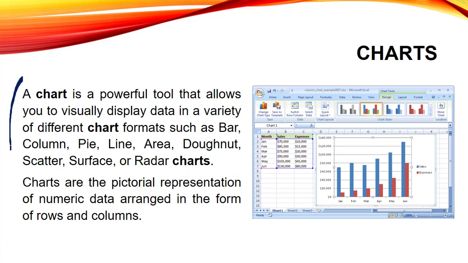As I've told you earlier, a chart is a powerful tool that allows you to visually display data in a variety of different charts. Some of the most commonly used chart types are bar, column, pie, line, area, donut, scatter, surface, or radar chart. Charts are the pictorial representation of numeric data arranged in the form of rows and columns. Generally a chart looks something like this, as you can see over here. This type of chart can be termed a column chart.